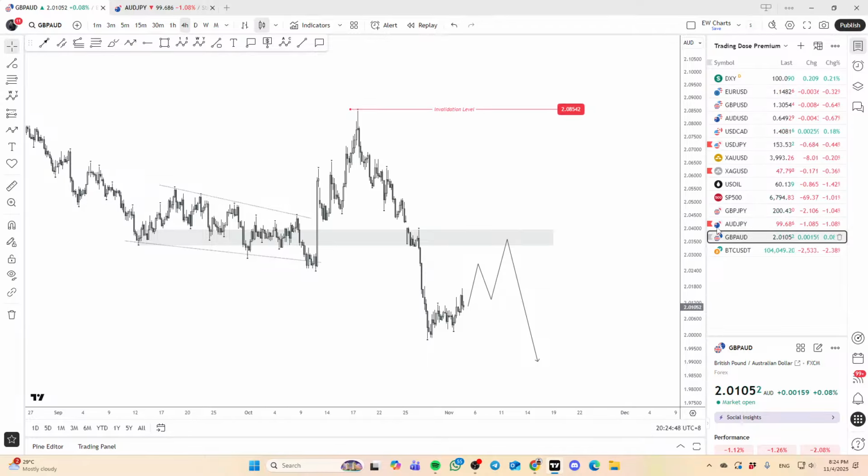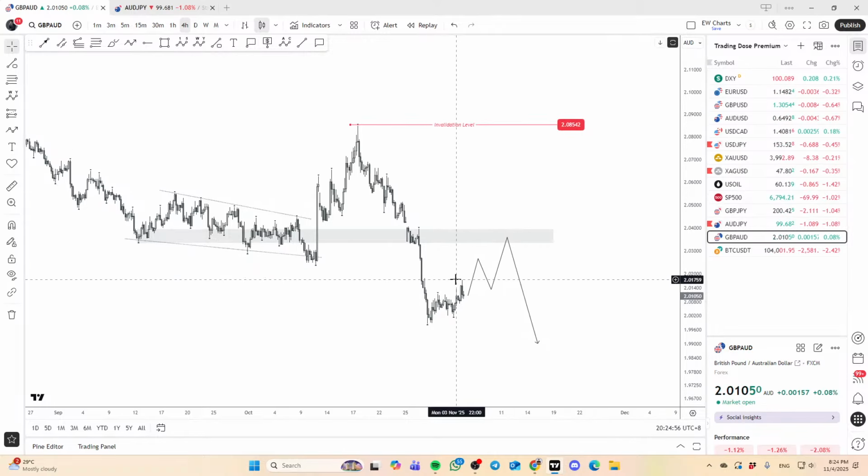Okay, but in any case, the cross pairs sometimes may not be the best pairs to be trading anyway, right? So we'll see. But generally, pound Aussie, there's nothing much as of now. Okay. We had this impulsive leg, but we need to wait for the pullback to look for a sell. Okay.